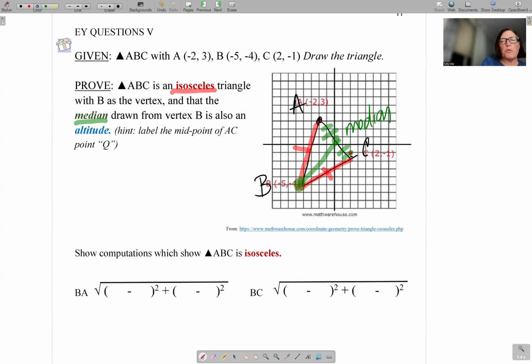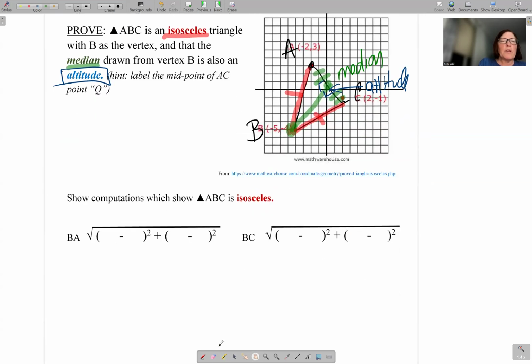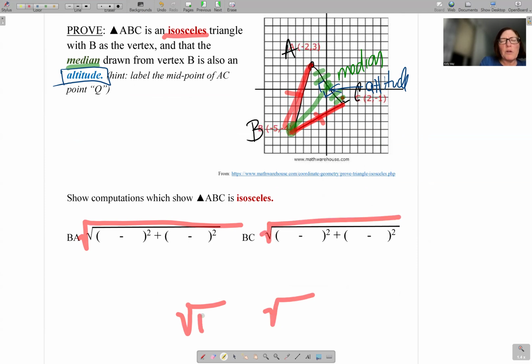Three, you're trying to prove that that same segment is also an altitude, which means you would have to prove that they are perpendicular or make a right angle. That would prove an altitude. So to show length, you would use the distance equation. So you would find the distance of AB and BC. If you've done this correctly, those two distances should be of equal measure. So you have to do your own math there.